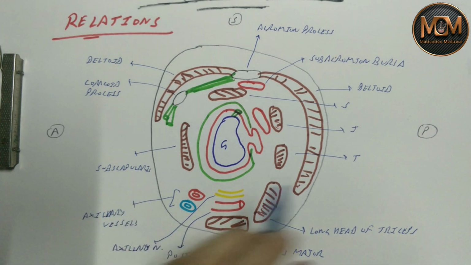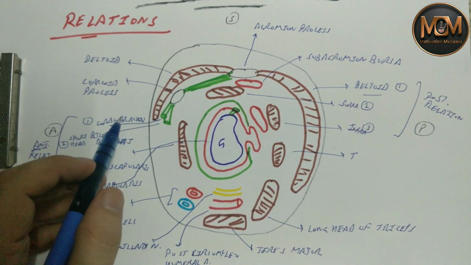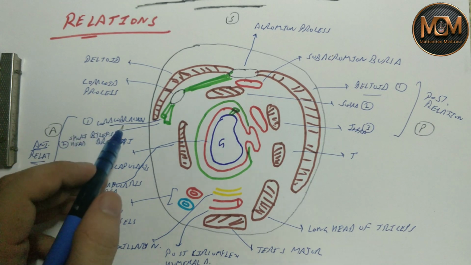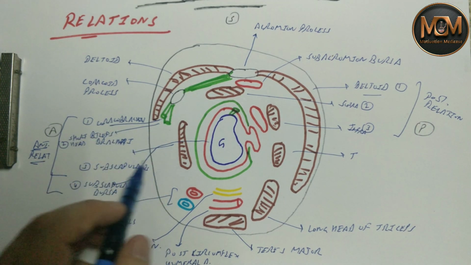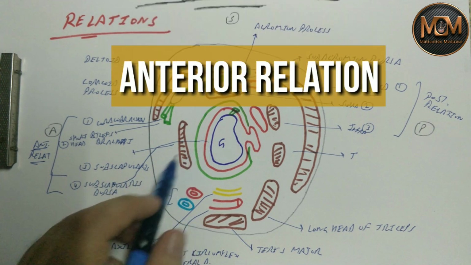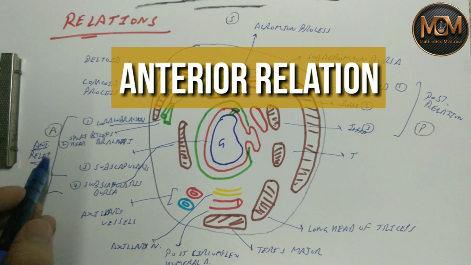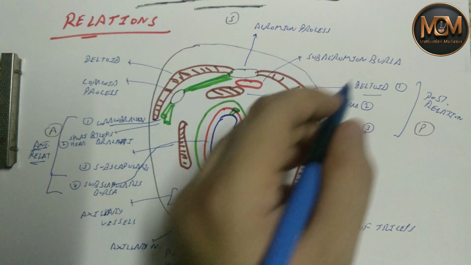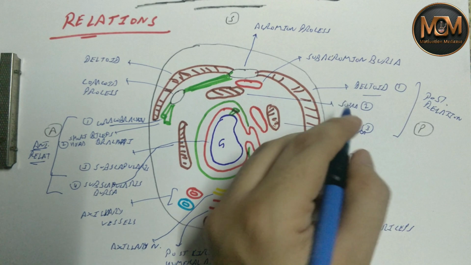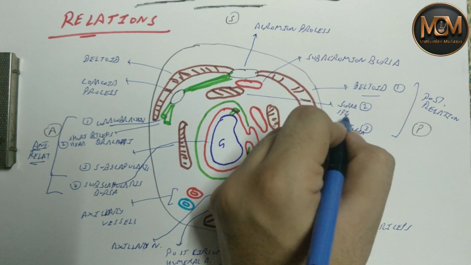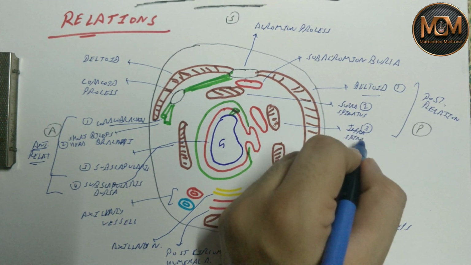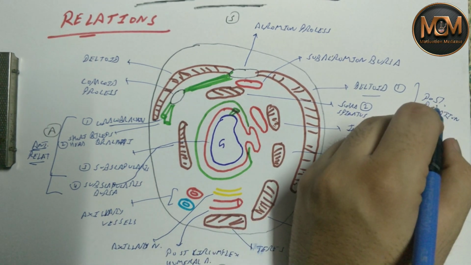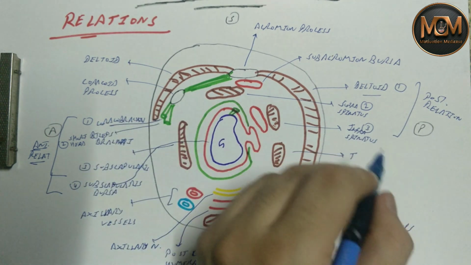So now we have to see the relations. So you can see, the anterior relations are formed by the coracobrachialis, and the short head of the biceps brachii, subscapularis, and the subscapularis bursa. So these four are going to form the anterior relations of the shoulder joint, while in the posterior, deltoid, supraspinatus, and the infraspinatus are going to form the posterior relations of the shoulder joint.